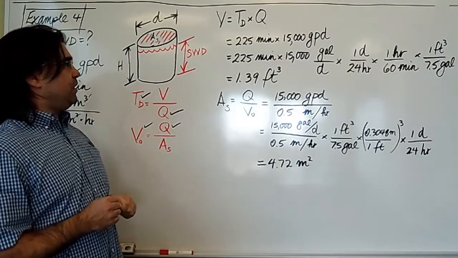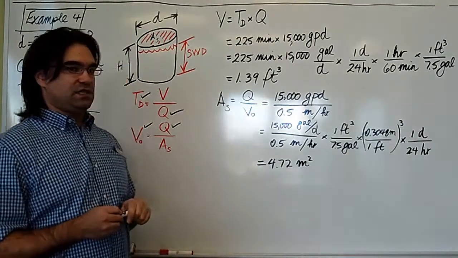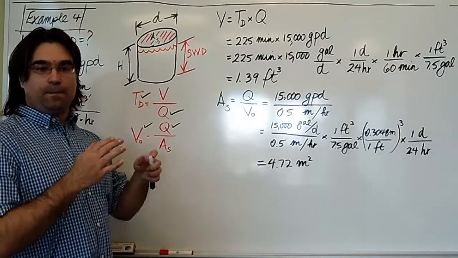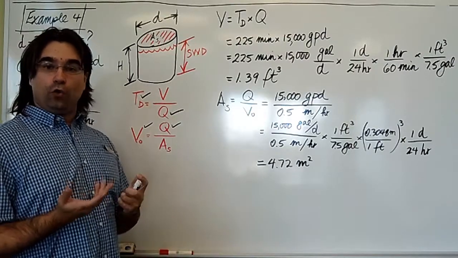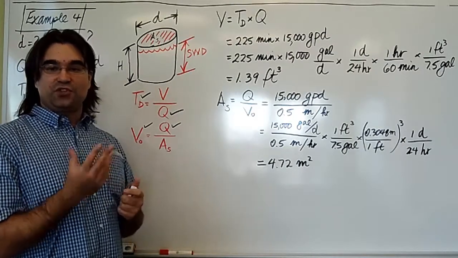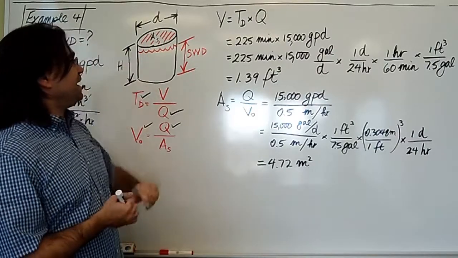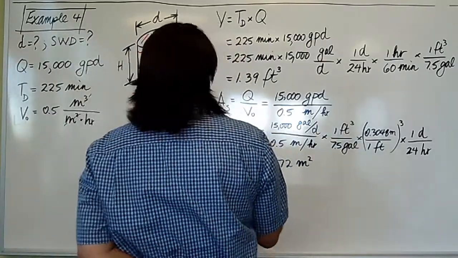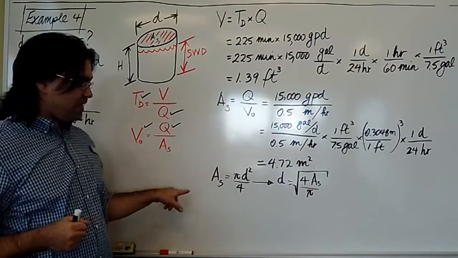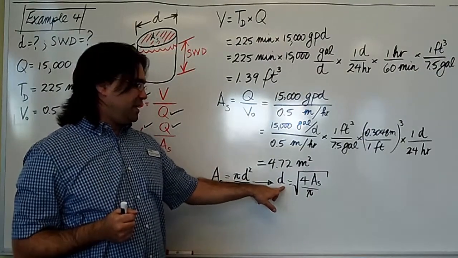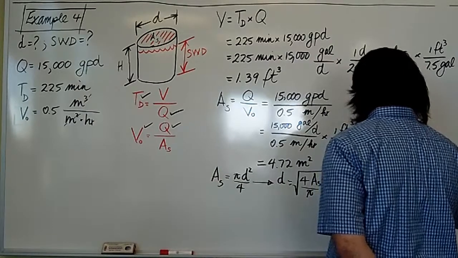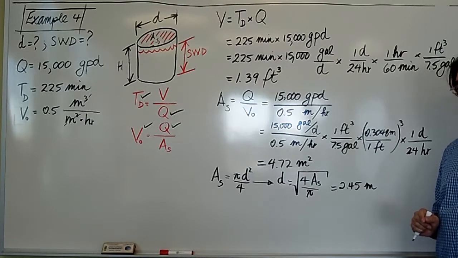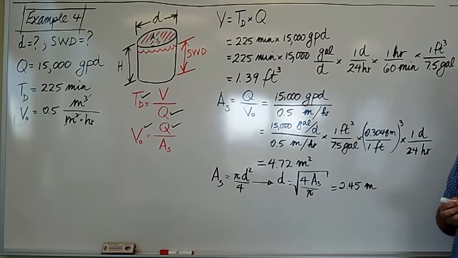The next thing we need to do now is to calculate what the diameter is from this, right? If we know what the surface area is, we know that the area of a circle is pi d squared divided by 4, or pi r squared. We can solve for the diameter to get the value of the diameter. Ready? Okay. So that's what I'm showing right here. So the value of the diameter is 2.45 meters.